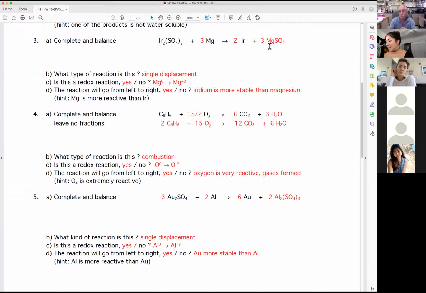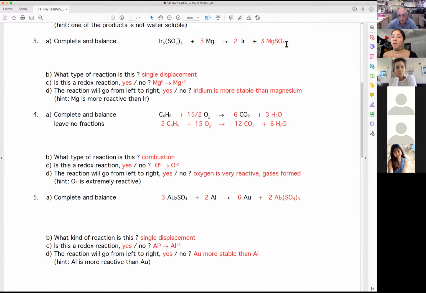So what happened to magnesium? It went from a 0 to a +2, meaning that it lost 2 electrons, so therefore it was oxidized. Make sense? You know how you say too, like the reaction will go from left to right because iridium is more stable than magnesium. So that will be true for any reaction that has a more reactive metal on the left, and then something more stable on the right.